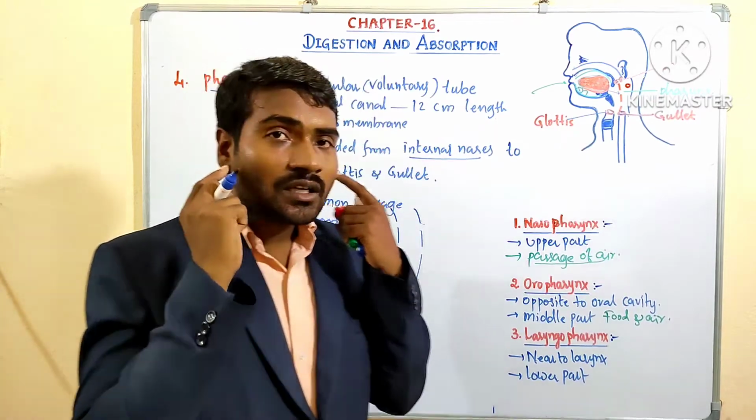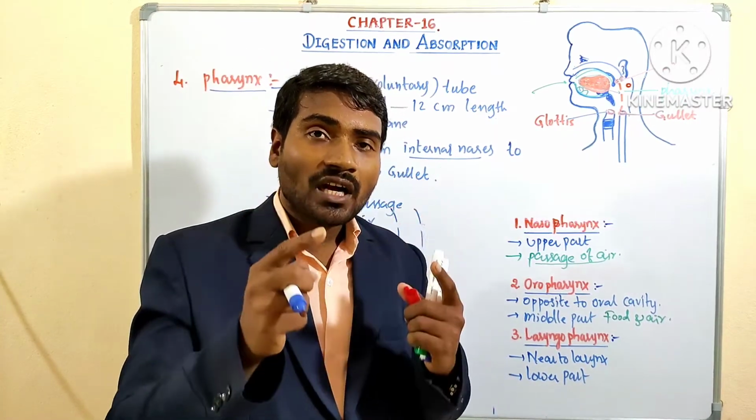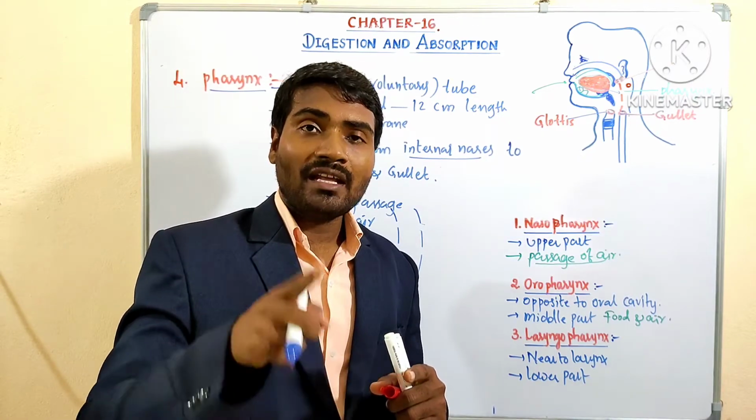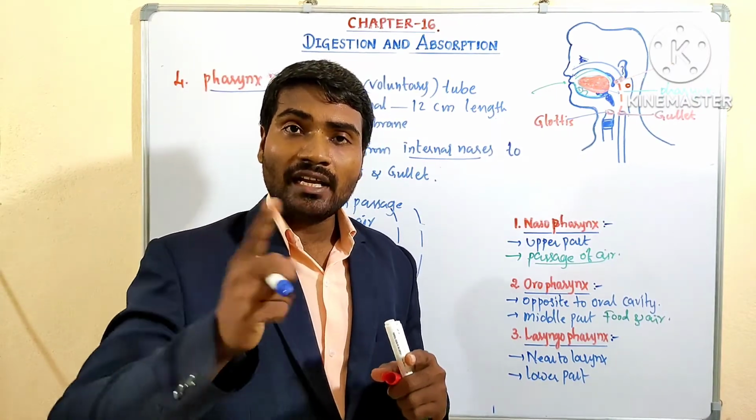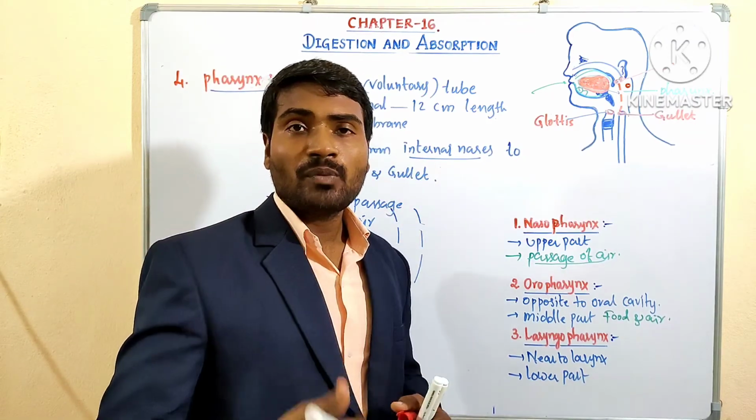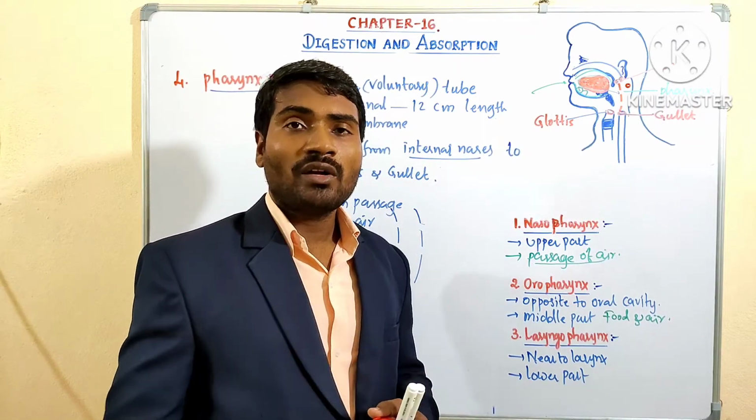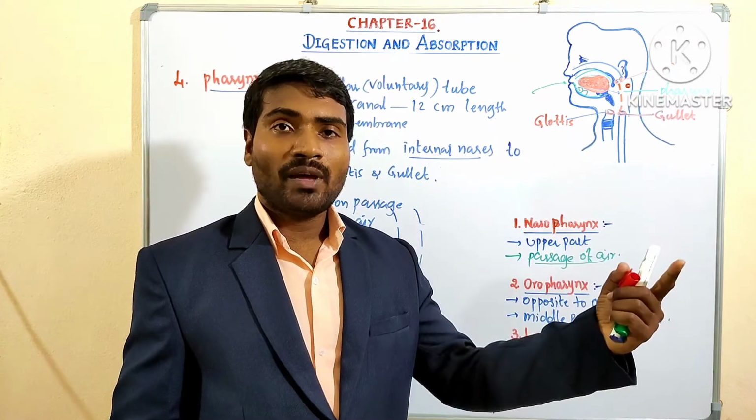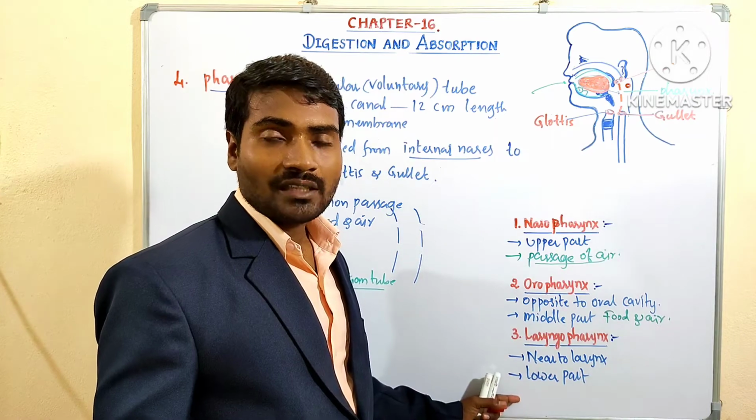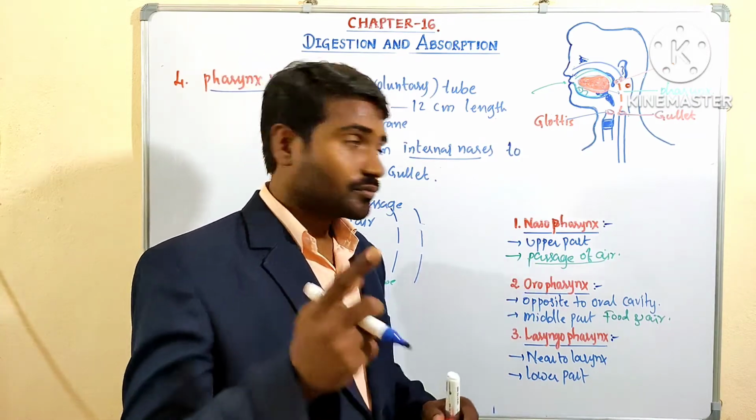The ear tube, which is called Eustachian tube, helps to maintain the air pressure. It maintains the balance of the air pressure outside and inside. So that opens into the nasopharynx. This is an important point. In which among the following will the Eustachian tube open? Nasopharynx, oropharynx, laryngopharynx, all the above. The answer will be nasopharynx. Right.